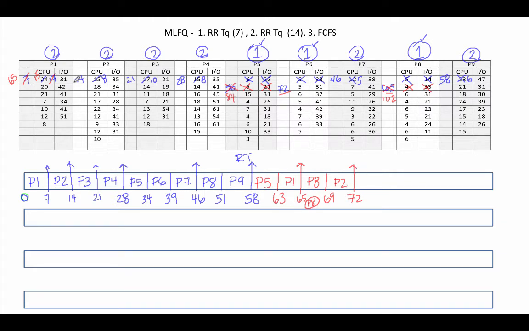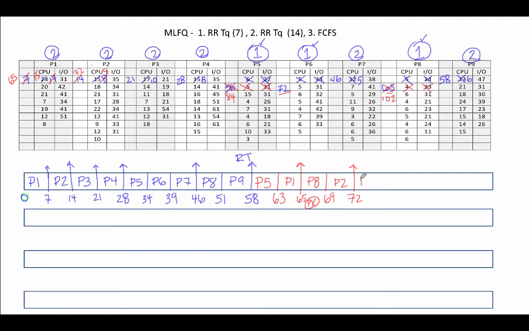That means that P2 is going to go back to the ready queue at time 72 and is still going to have 5 time units left of its current CPU burst. So it's not going to be able to go out to I/O yet. It's going to remain a level 2. The current time is 72.